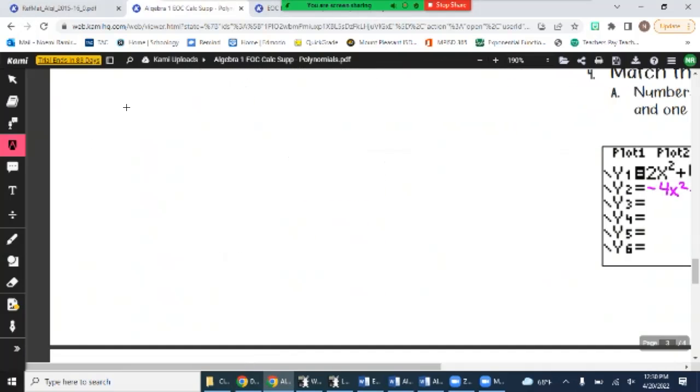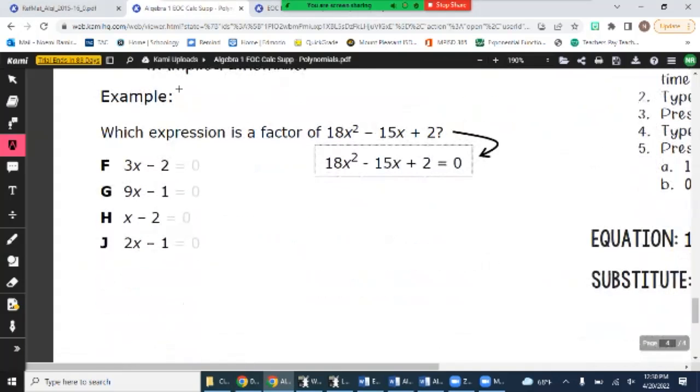Single factor. Which expression is a factor? Which expression is a factor? When you see the words "a factor," it means that in my answer choices, they're only giving us how many? 1. "A" means 1 factor.